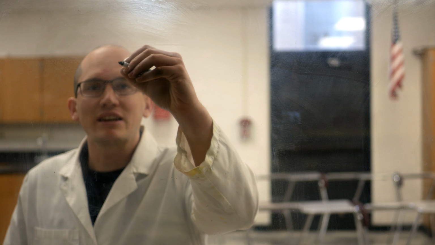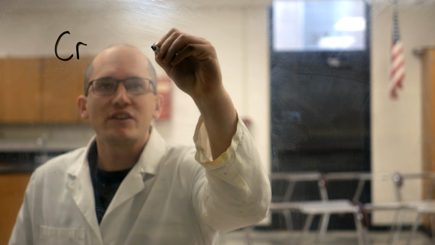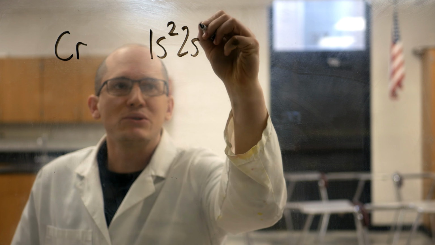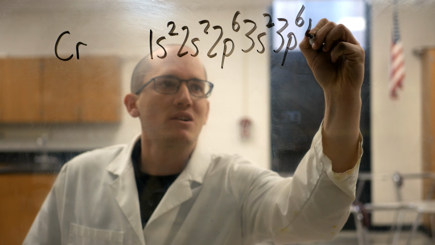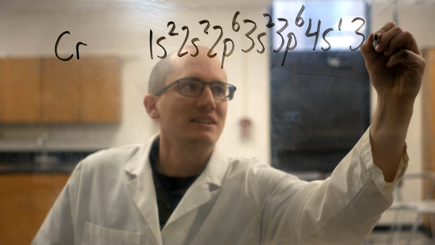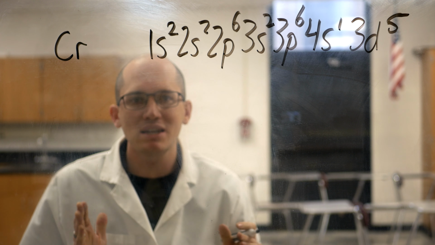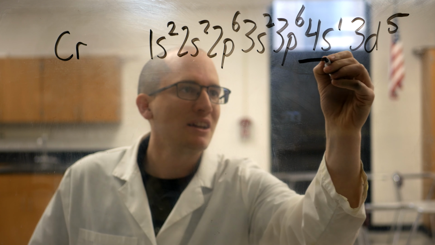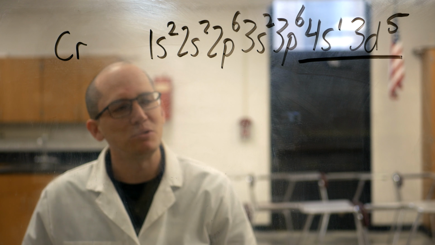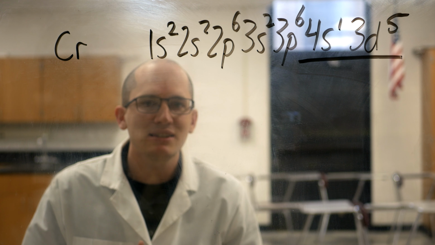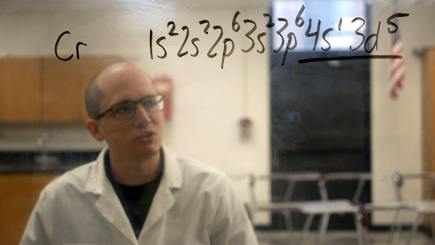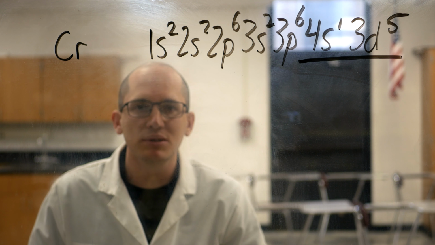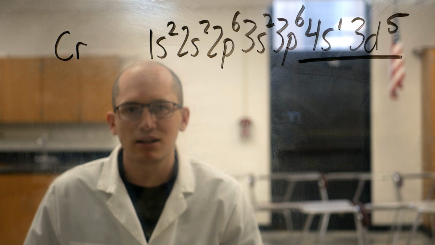Chromium has 24 electrons, and its electron configuration actually looks like this. So we have chromium, and its electron configuration is 1s2, 2s2, 2p6, 3s2, 3p6, 4s1, 3d5. Now, what makes this unique about chromium is if you look here, you actually don't fill up 4s before you begin filling 3d. Now, this has to do with the stability of the atom and the fact that if you have 1 electron in all 5 of the d orbitals, then it's stable. But most notably, we just want to point out that it is an exception to the rule.